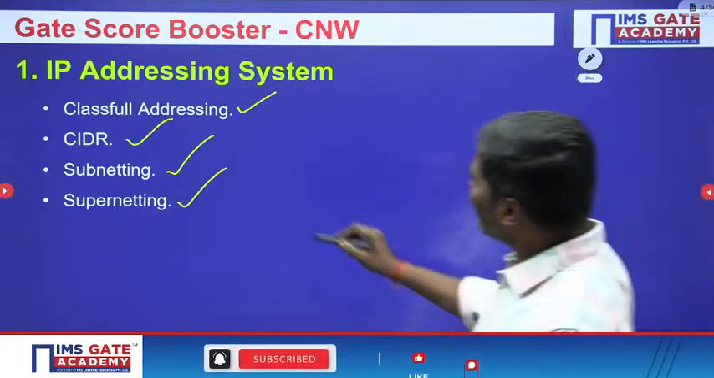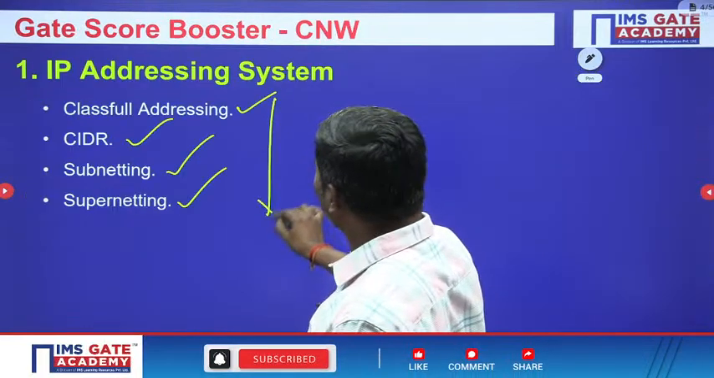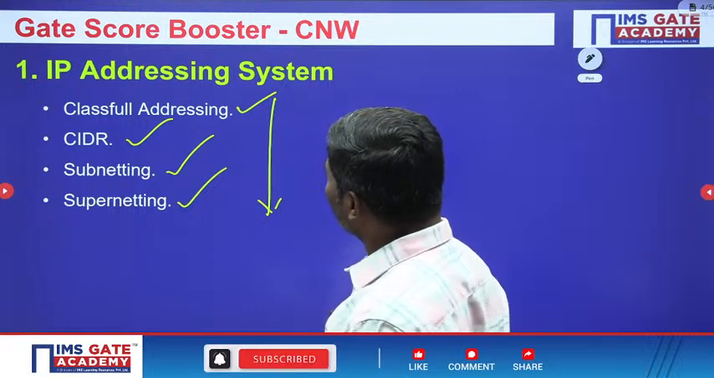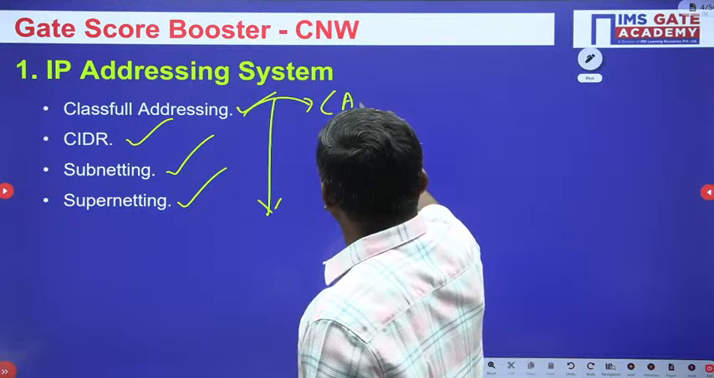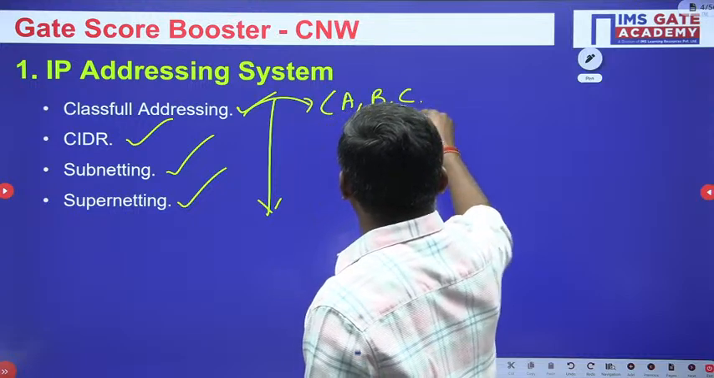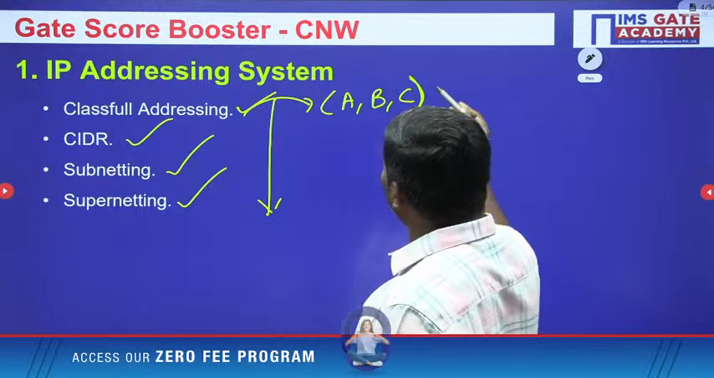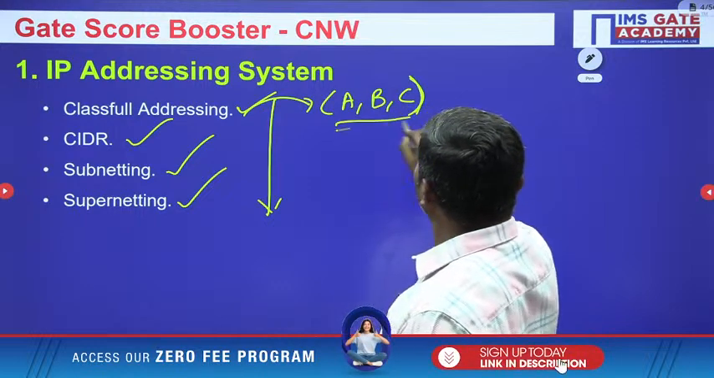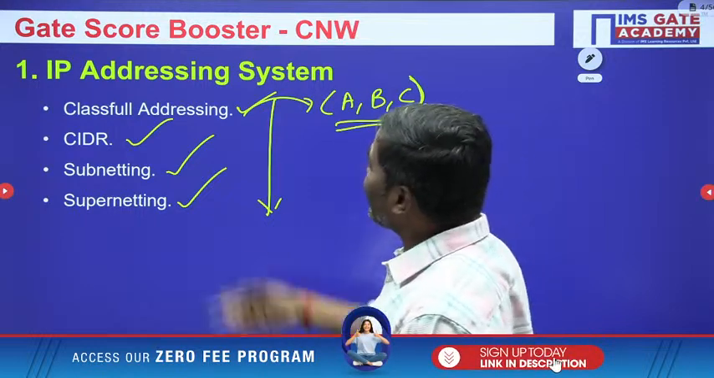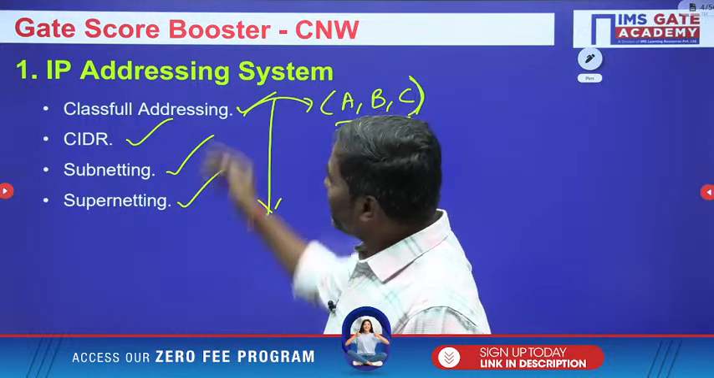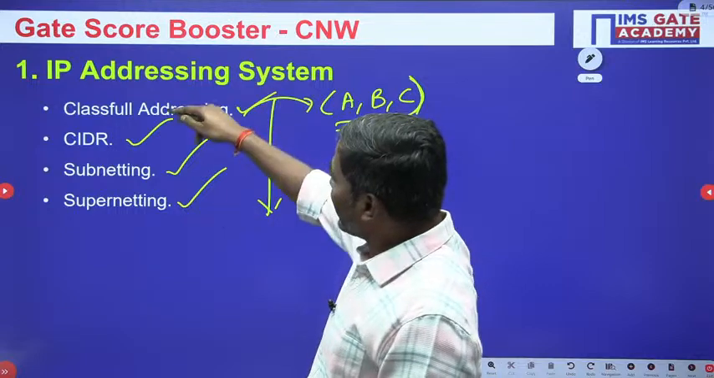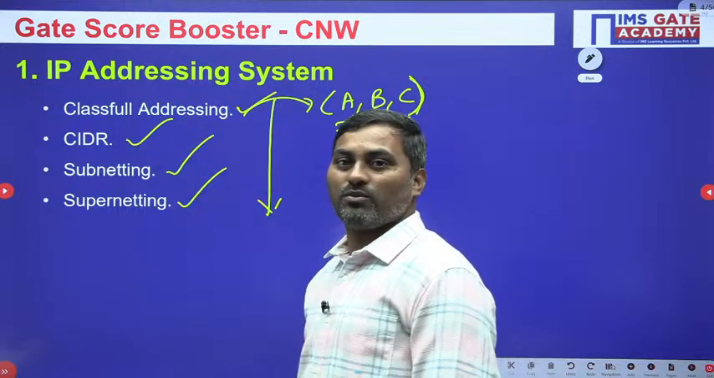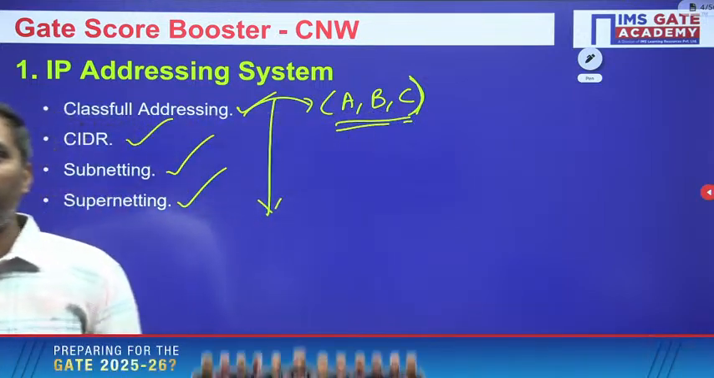I hope this is clear. The major topics to be focused on from the IP addressing system: the classful IP address system, which has class A, class B and class C categories. Majorly these are the IP addresses we have. Class D is also there, but these are the public IPs we have. Classless inter-domain routing, subnetting classful as well as subnetting classless, supernetting classful, supernetting in classless also. These need to be observed.